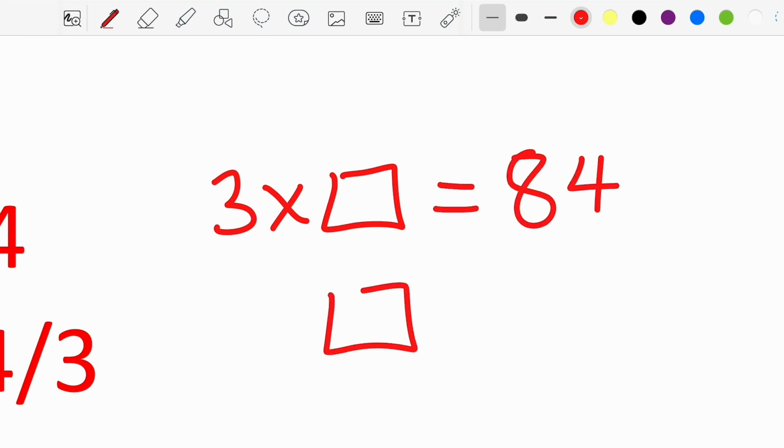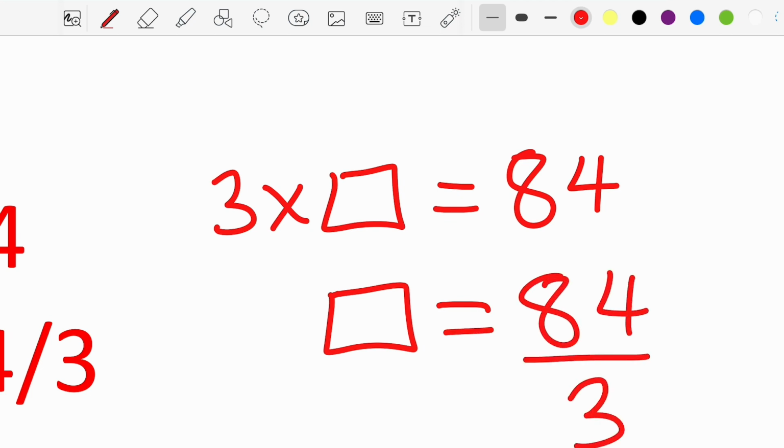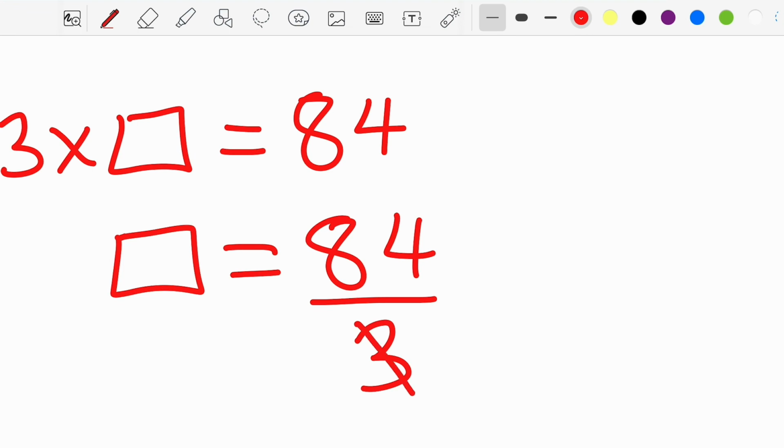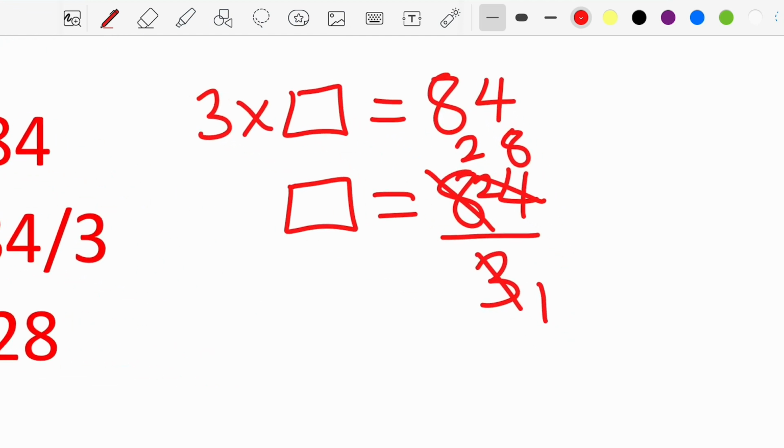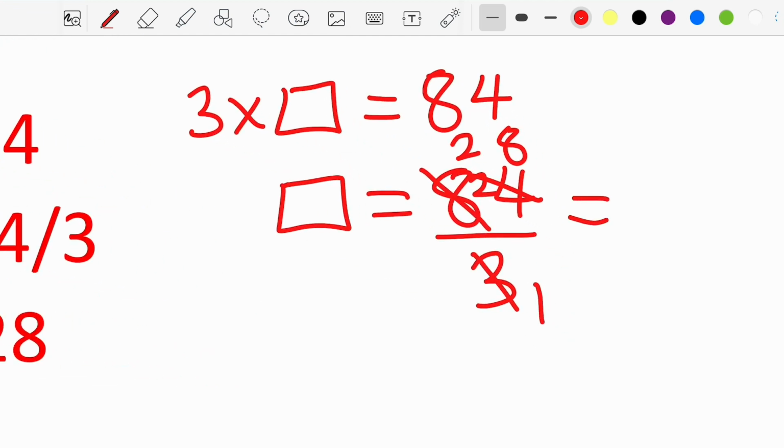So box will be equal to 84 divided by 3. 3 into 8 is 2, remainder 2. 3 into 24 is 8. So box is equal to 28, sorry.